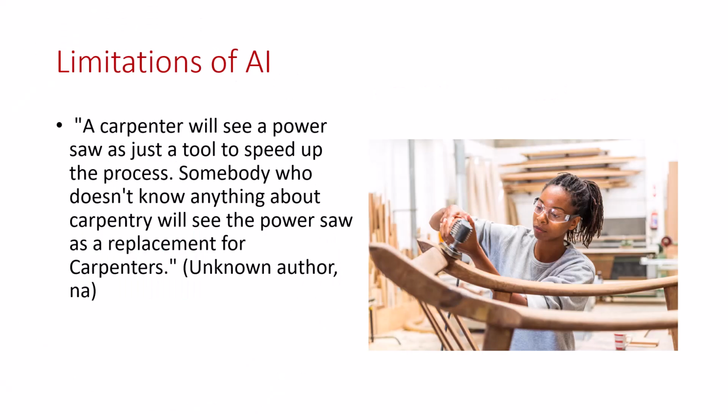So I've mentioned it a few times now that generative AI tools are essentially just a software tool, a software update. We have a nice quote here, which I think ties into the limitations of generative AI really nicely. A carpenter will see a power saw as just a tool to speed up the process. Somebody who doesn't know anything about carpentry will see the power saw as a replacement for carpenters.